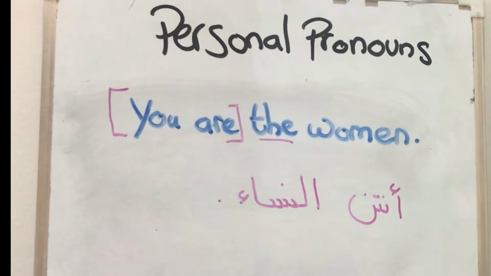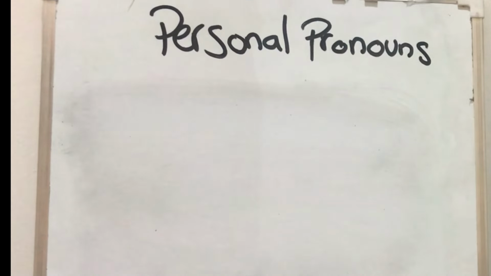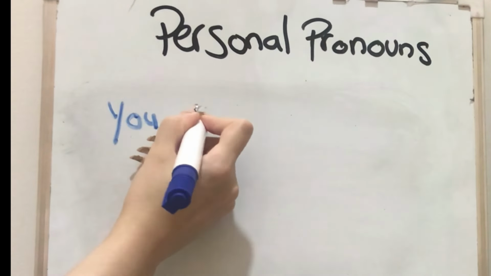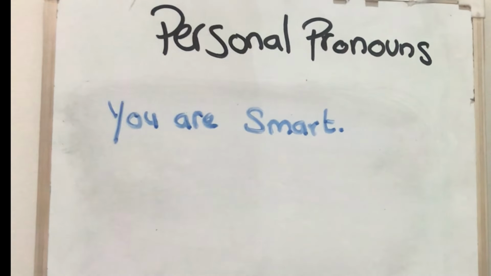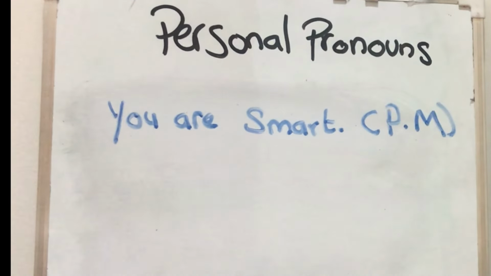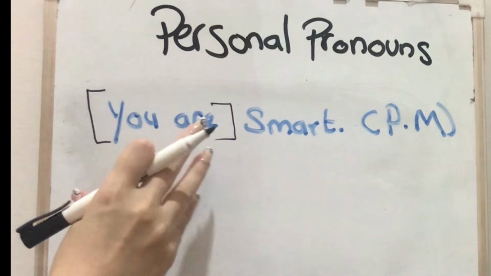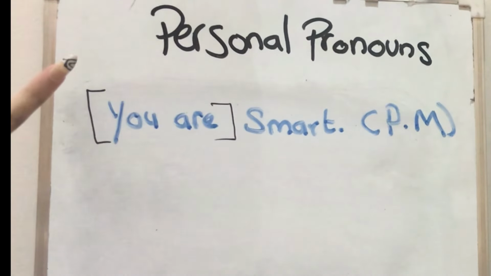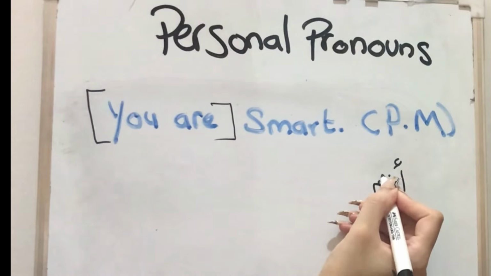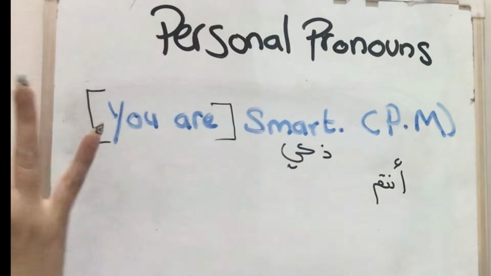Let's move to another sentence, and I do want you to give it a try on your own before watching the video. You are smart. It is plural masculine, for a group of men. I said it's plural, so it's going to be Antum. And smart is Zeki, but it's plural.